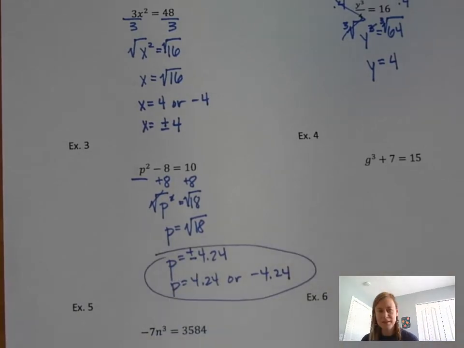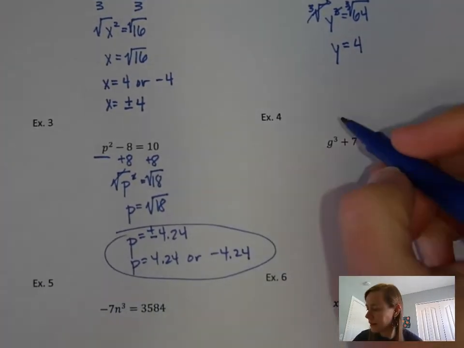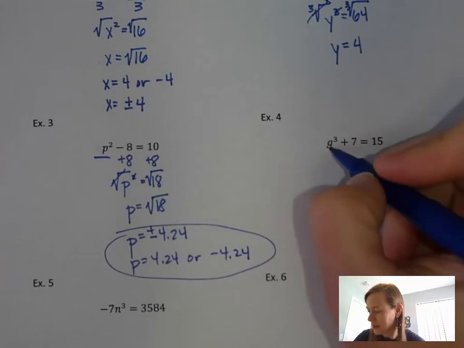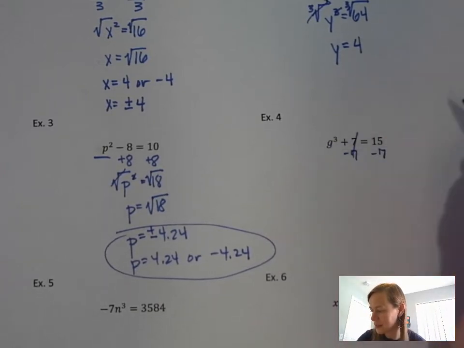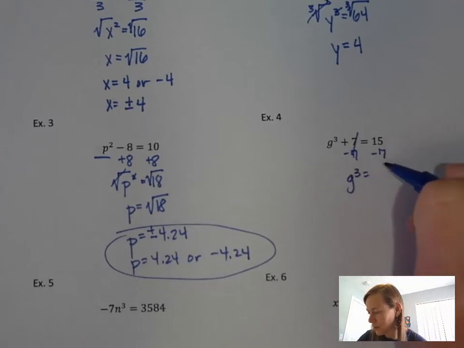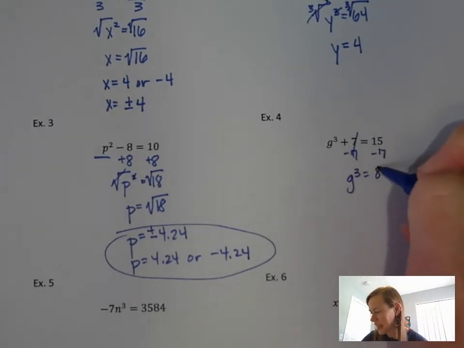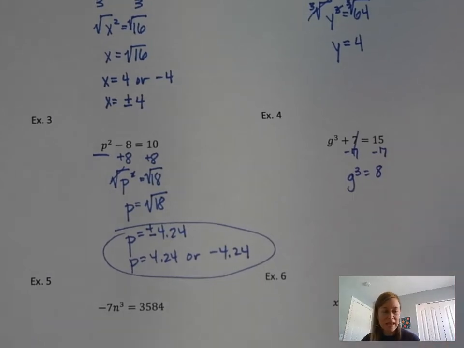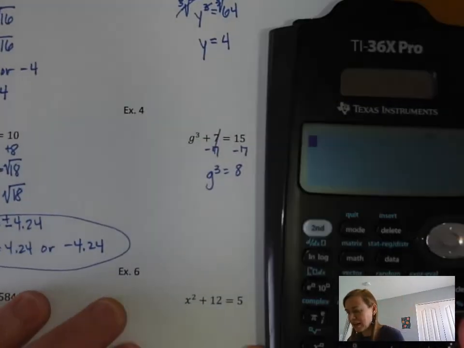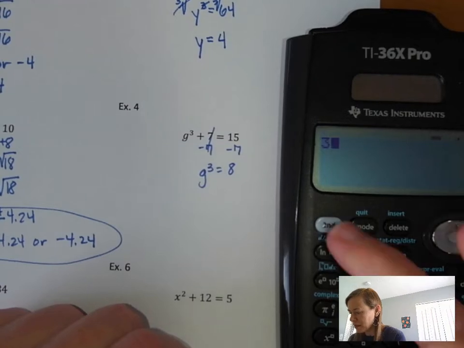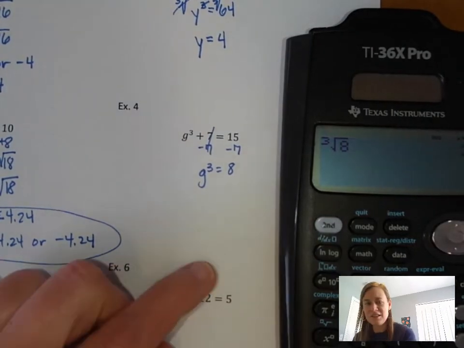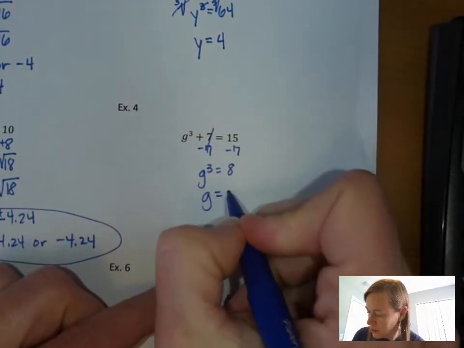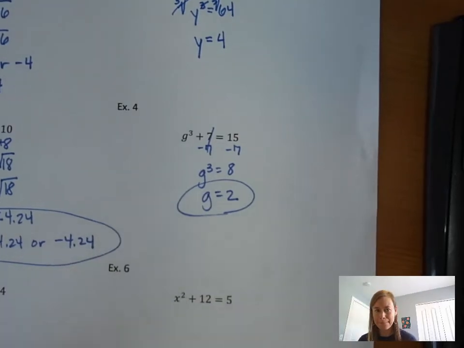Okay, let's go on to example 4. g cubed plus 7 equals 15. Okay, we need that g cubed by itself, so let's get rid of the 7 by subtracting it from both sides. That goes to 0. You're left with g cubed equals, let's see, 15 minus 7 is 8. So we need to figure out what the cube root of 8 is. Let's use this calculator again. So I'm going to do my 3 first, and then I'm going to hit this button, and my 3 got small, perfect. And now I'm going to put 8 under the radical sign, and it tells me 2. So g is equal to 2, and that's your final answer there.